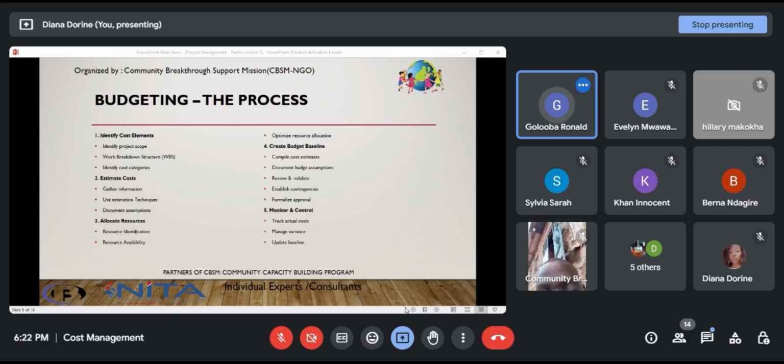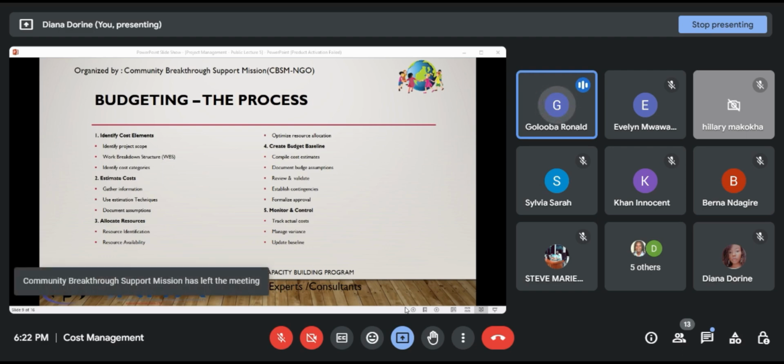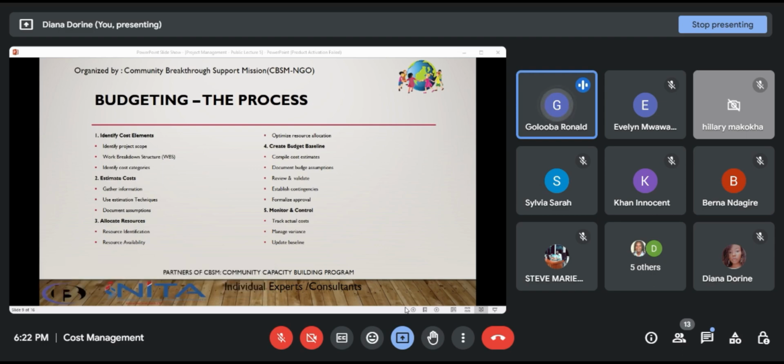So within the identification process, you identify the project scope. You clearly define the scope, objectives, and deliverables of the project to understand the work required and associated costs.